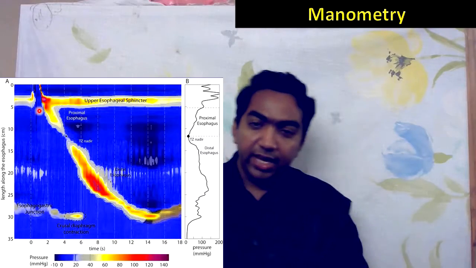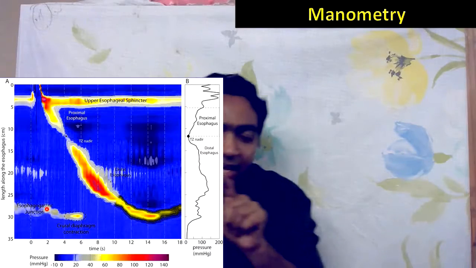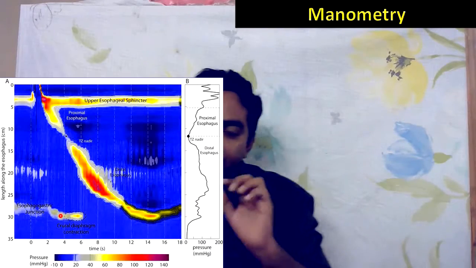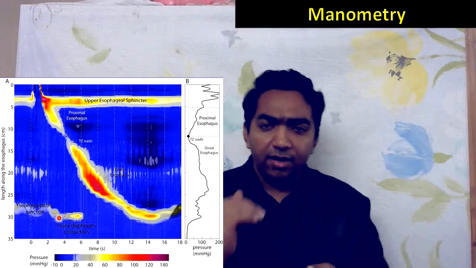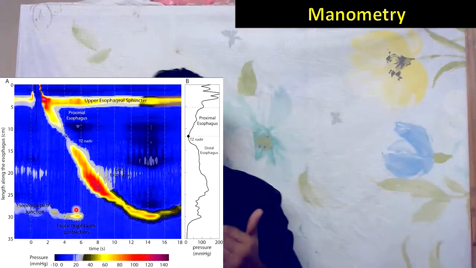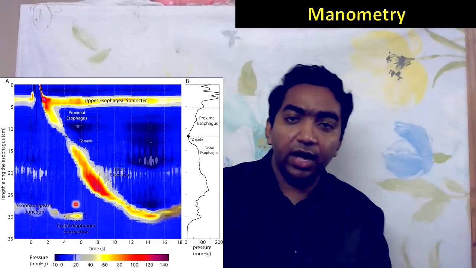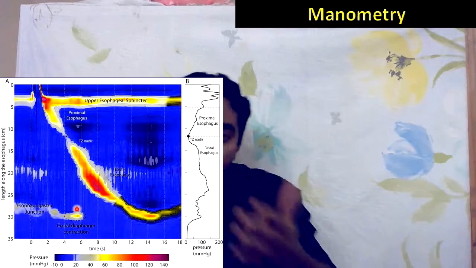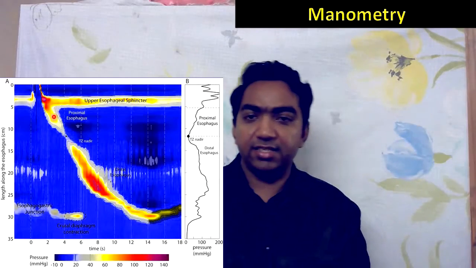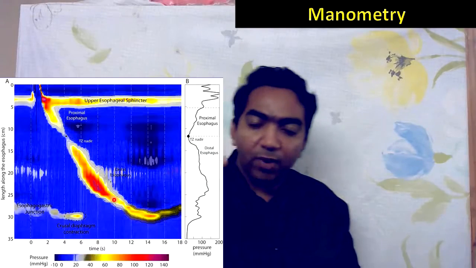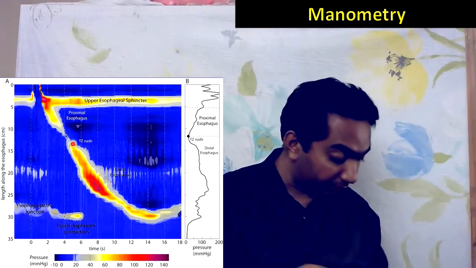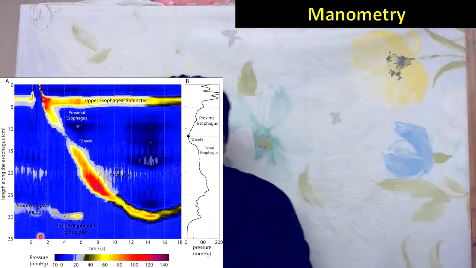And you can see in the lower part also that there is a greenish coloration. That is the lower esophageal sphincter. Prima facie, we can understand that the lower esophageal sphincter tone is comparatively less when compared to the upper esophageal sphincter. And you can also see the esophageal peristalsis. You can see the peristaltic wave passing through the esophagus. That is regarding the manometry.